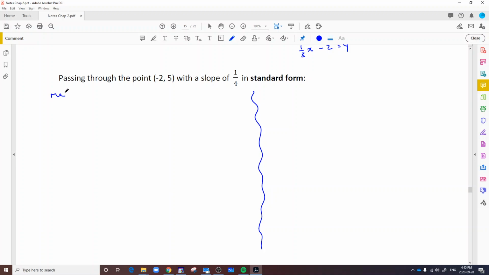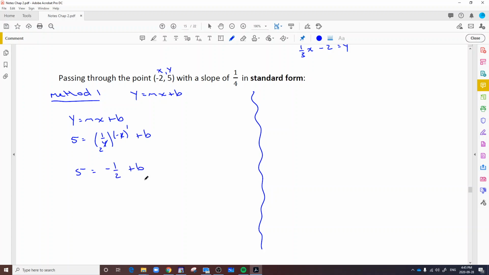Method 1, you're using y equals mx plus b. So if we're using y equals mx plus b, they're going to give me the point. This is x, this is y. So I'm going to say 5, and they're giving me the slope is 1/4, and x is -2 plus b. So then I'm going to simplify. So that's going to simplify to 1/2. So I end up with 5 equals -1/2 plus b.